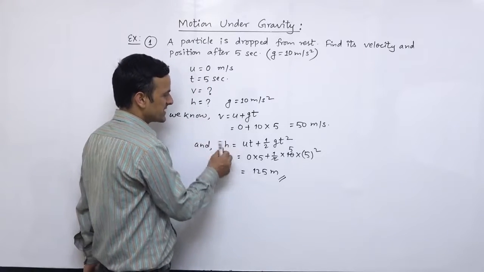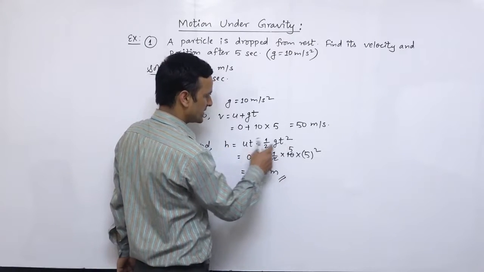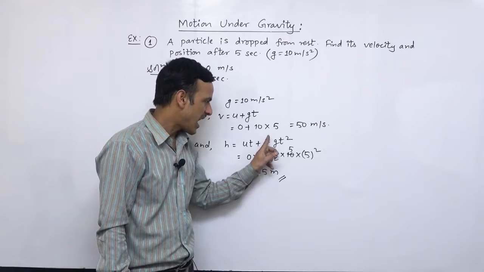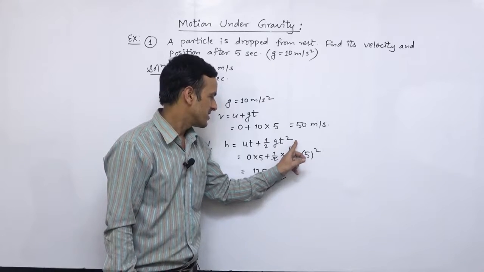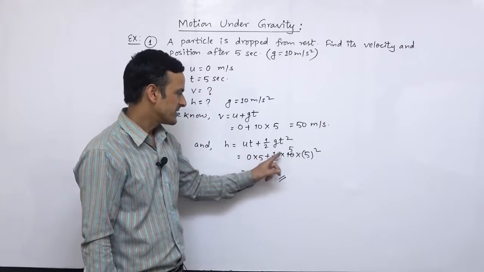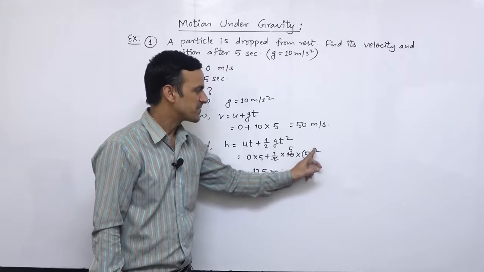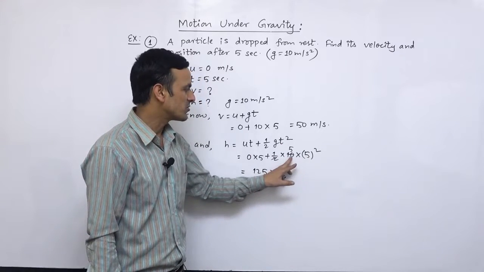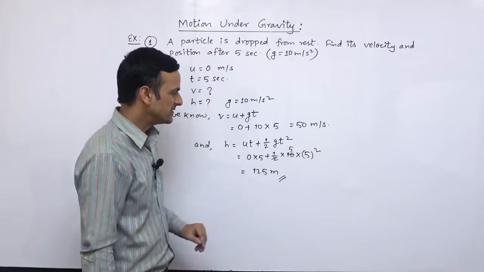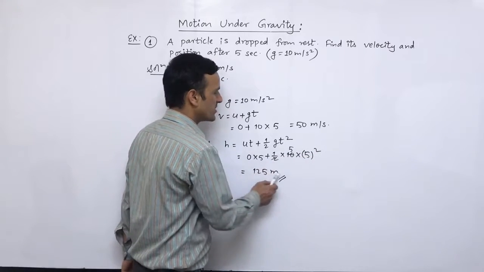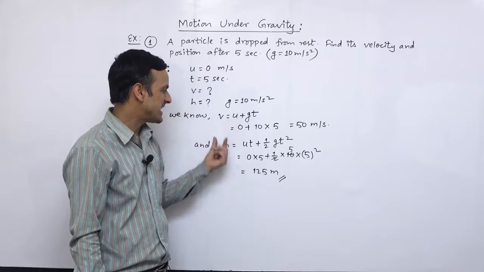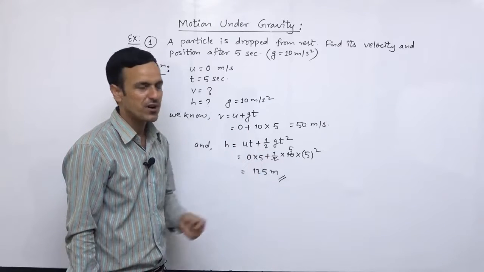Similarly, h is found by using this formula. So h is equal to ut plus half gt square. So u is also 0, time is 5, g is 10, time is 5 square. If you cut down 2 and 10, 2 5s are 10 and 25 5s are 125 meter. So in this way we can find out velocity and height by using the formula.